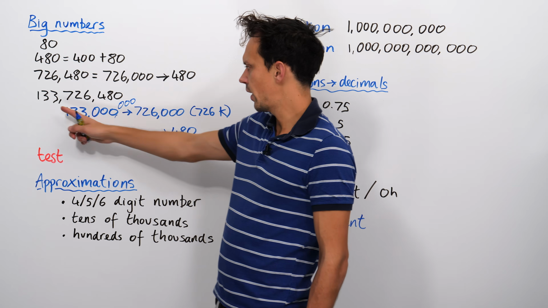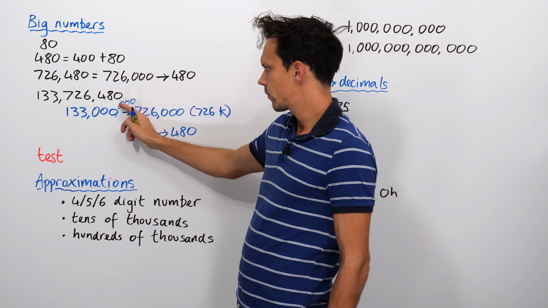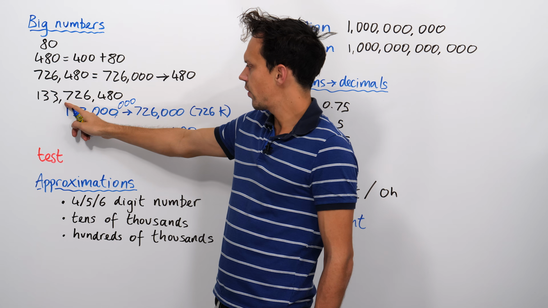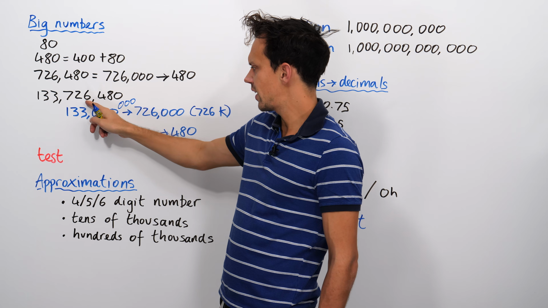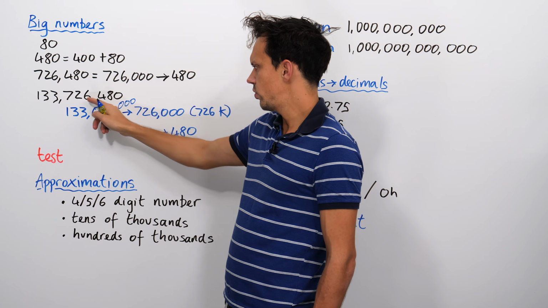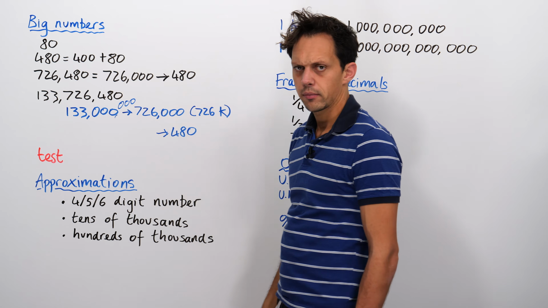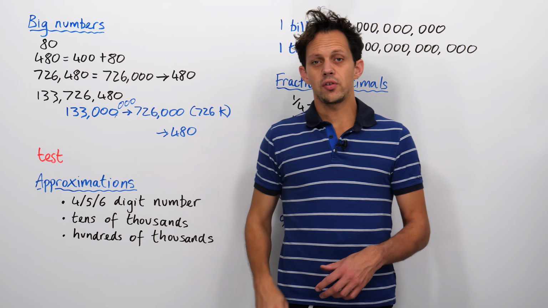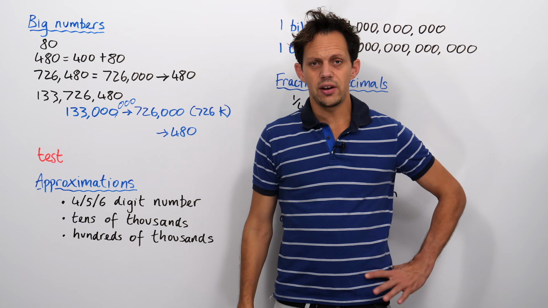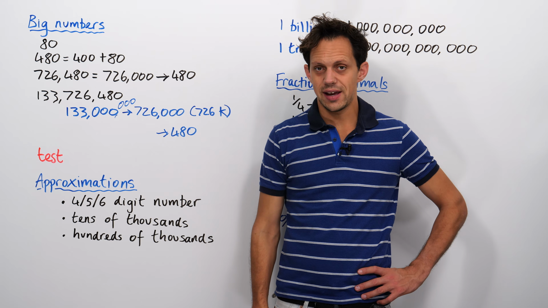Yeah, so we have one more go at that. 133 million 726,000, because I'm imagining three noughts there. 726,480. Okay, I am going to say a number now, and I want you to write it down.